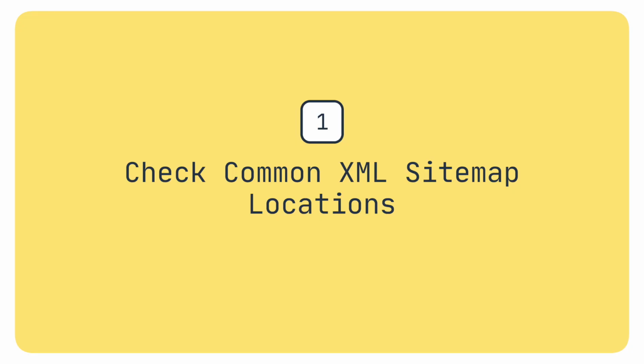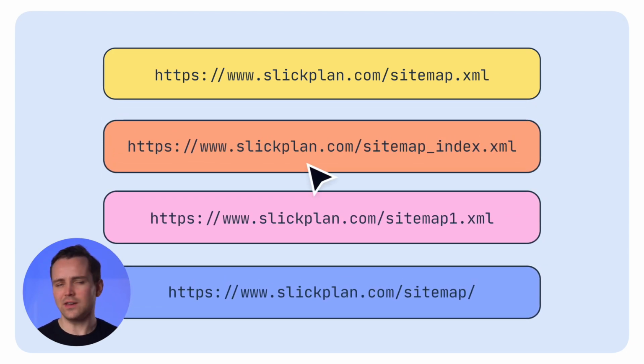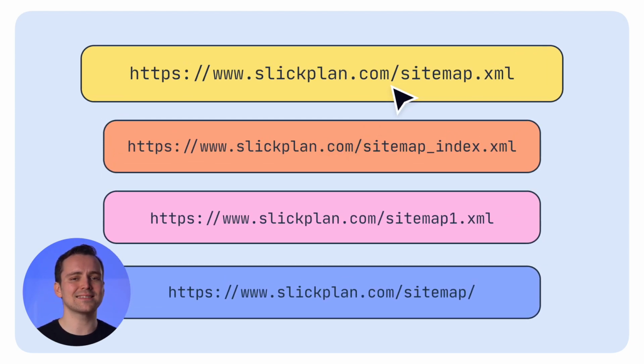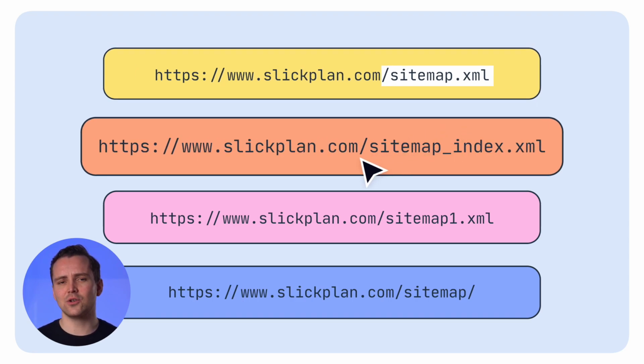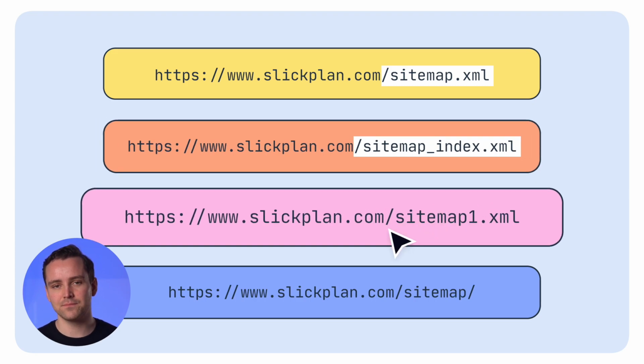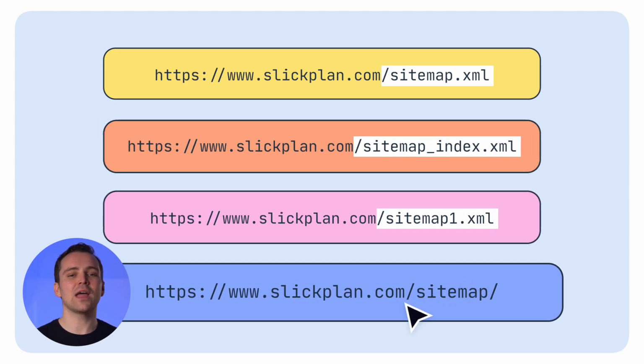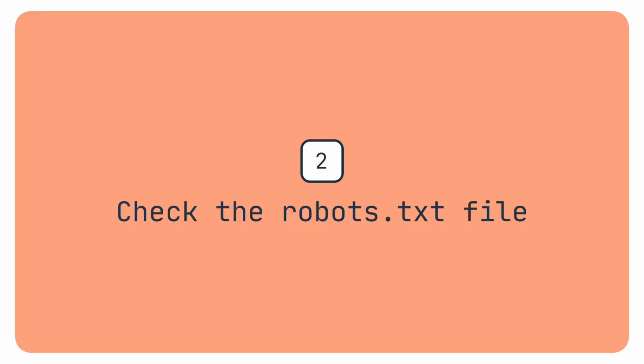1. Check common XML sitemap locations. First up, let's begin the hunt in the usual spots. Try the classic /sitemap.xml added to the site's domain. And if that doesn't work, other common locations might include /sitemap_index.xml, /sitemap1.xml, or even a /sitemap/ directory.